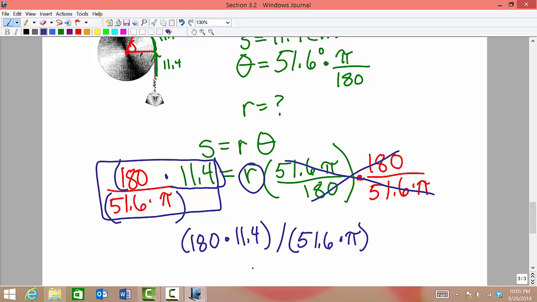So now we're going to type that in our calculator and round to the nearest tenth, and I get a radius of approximately 12.7 centimeters.